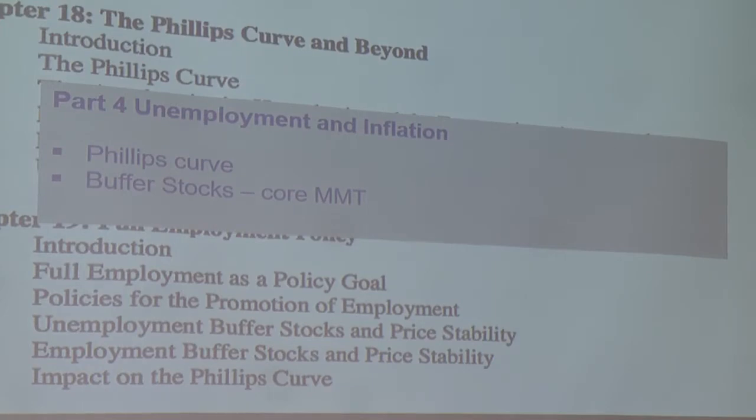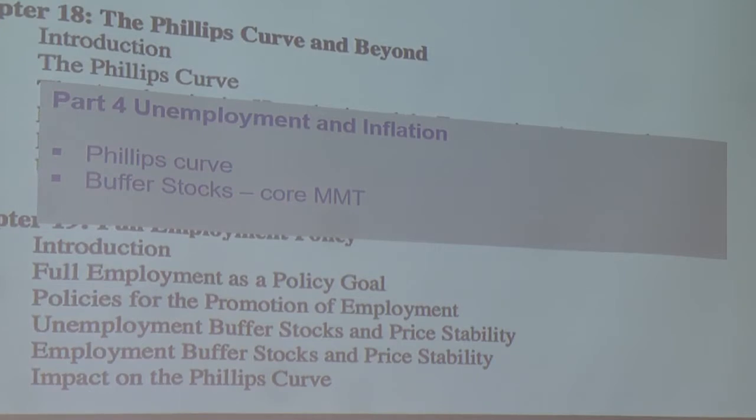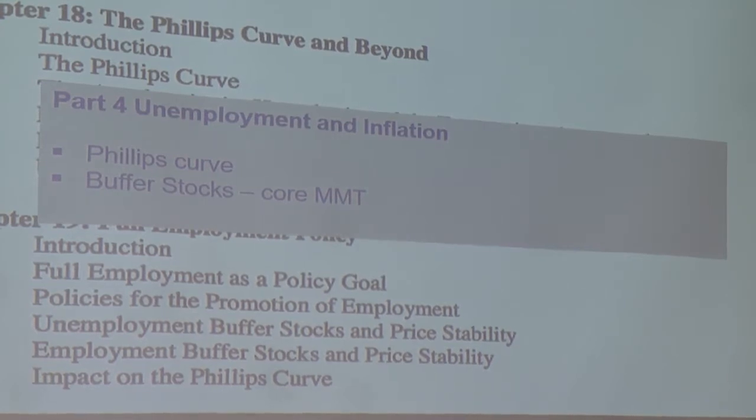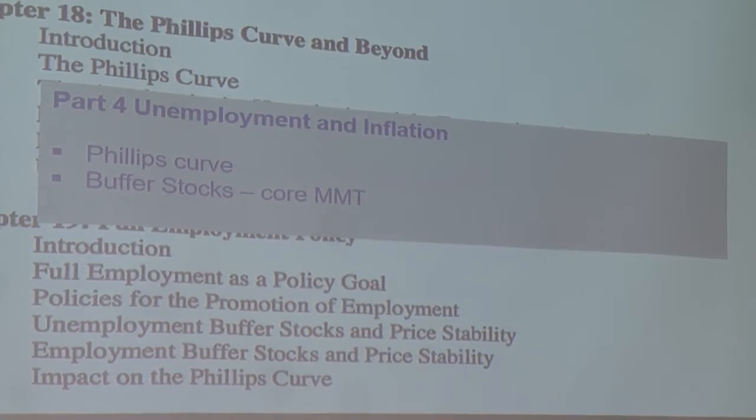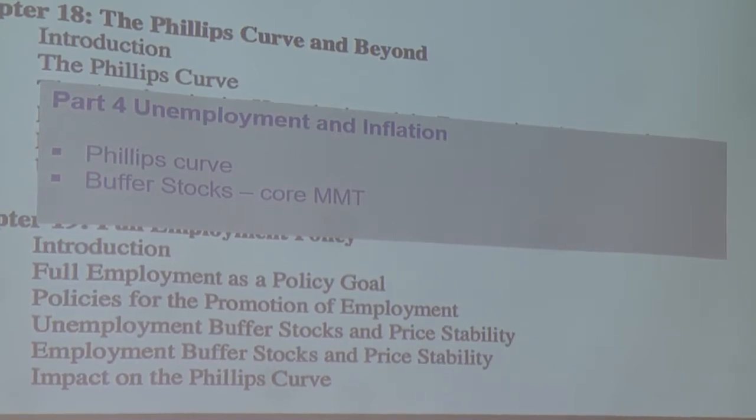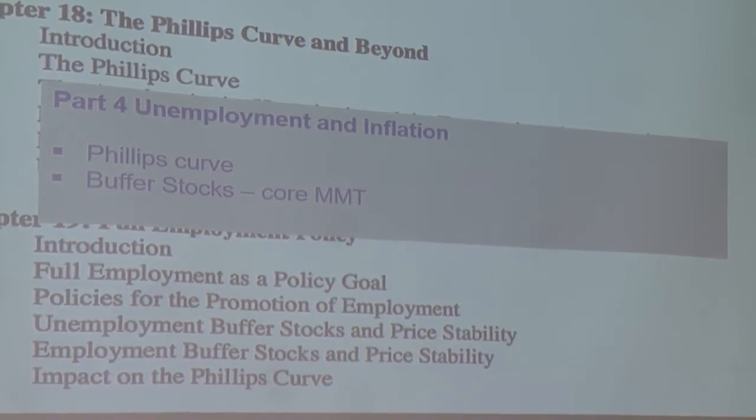The next part, part four, is about unemployment and inflation, and again you see a very distinctive way of dealing with that Phillips curve topic, because we constructed it ultimately in terms of buffer stocks. And buffer stocks are a major innovation, in my view, of modern monetary theory. So students come out with a real understanding that unemployment is always a choice of government. Always a choice of government. And so I won't go further there.